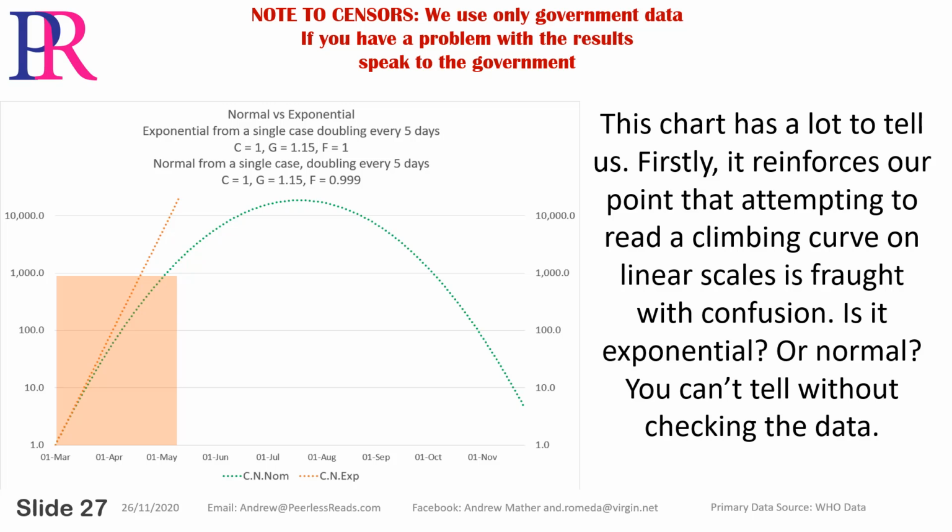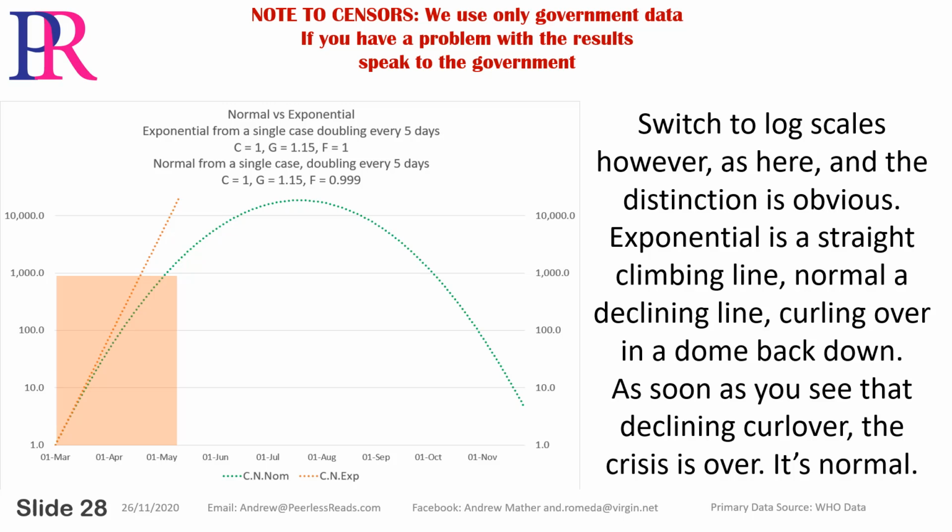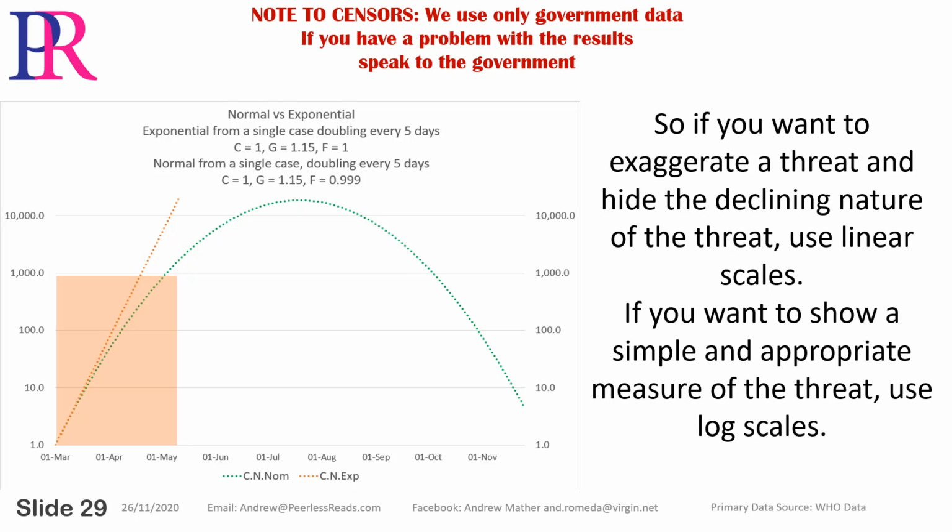Is it exponential or normal? You can't tell without checking the data. Switch to log scales, however, as here, and the distinction is obvious. Exponential is a straight climbing line, normal a declining line, curling over in a dome back down. As soon as you see that declining curl over, the crisis is over. It's normal. So if you want to exaggerate a threat and hide the declining nature of the threat, use linear scales. If you want to show a simple and appropriate measure of the threat, use log scales.